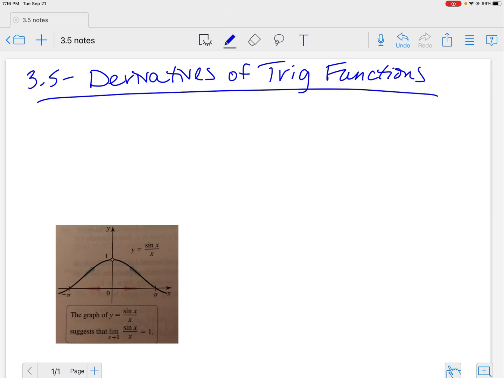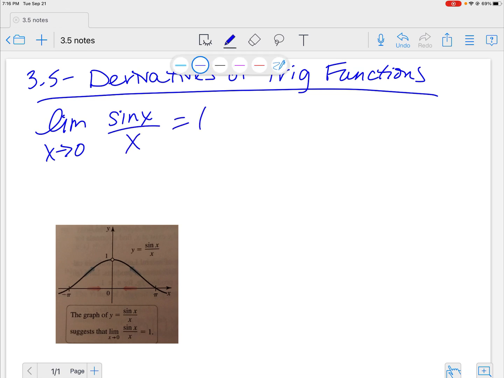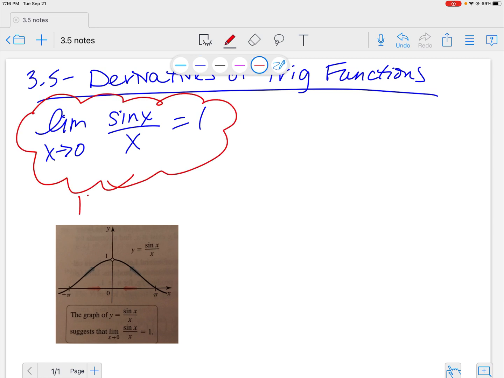All right, before we get into the derivatives of trig, we are going to look at some limits. There are some common limits. The limit as x approaches 0 of sine of x over x is always going to equal 1. This is so common. You have to know this. You have to know that one. So know that one for sure.